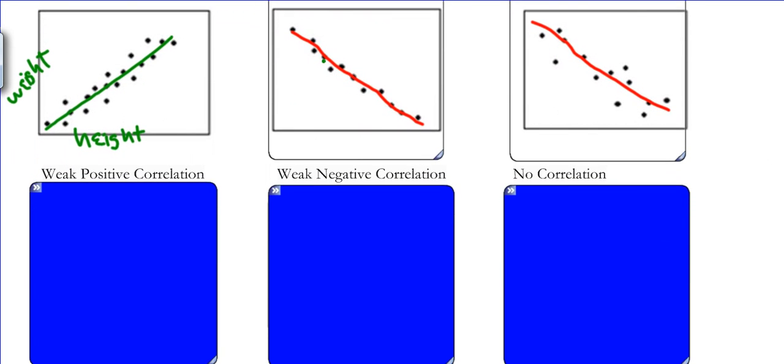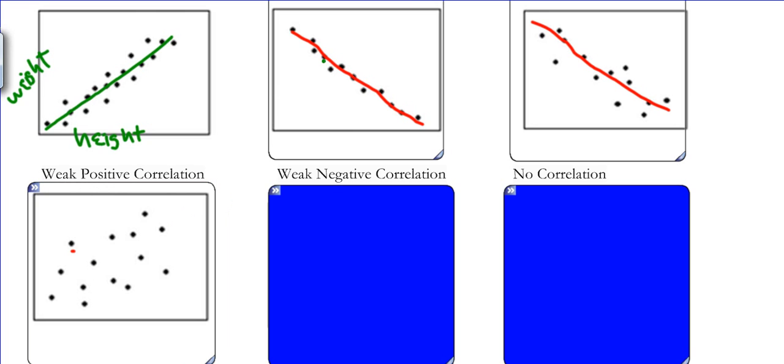A couple more examples. Weak positive. In your mind, what do you think weak means? Far apart from the line. What does positive mean? Increasing. So if we look at an example, you can see that these are not even close to the line, but there is kind of an upward trend. So it's definitely weak, but it is positive.